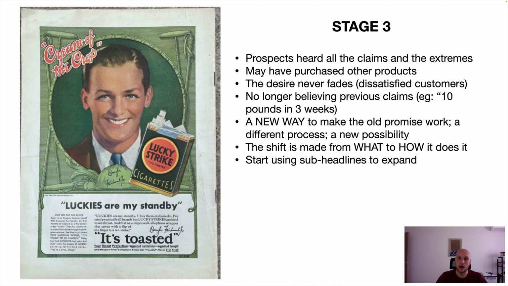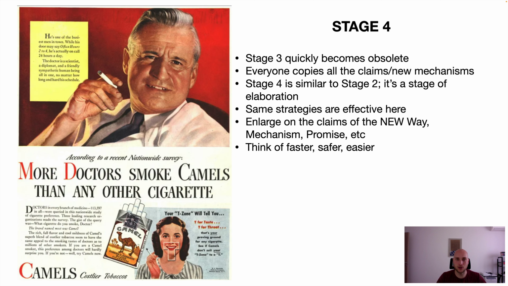So that's all. Stage 3 usually fades off quickly because we go to stage 4. Everyone starts copying you. So if Lucky did it, then Camel did it, then Marlboro did it, and everyone did it because it was super easy to copy that. So stage 3 in a couple of months becomes obsolete, and the market shifts to stage 4. Everyone copies all the claims, the mechanism, and stage 4 is very similar to stage 2 because it's a stage of elaboration. So think in terms of stage 4 is for stage 3 as stage 2 was for stage 1.